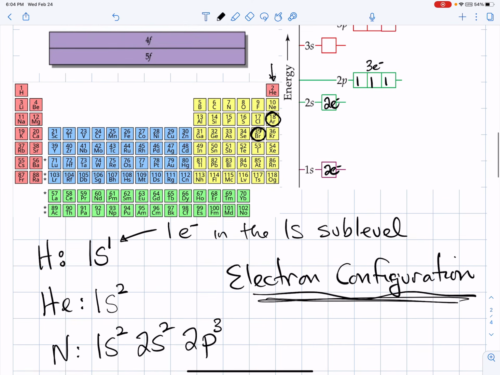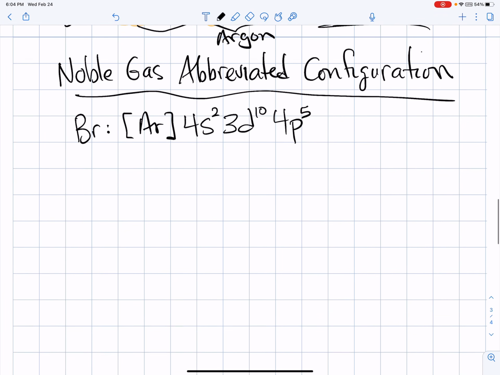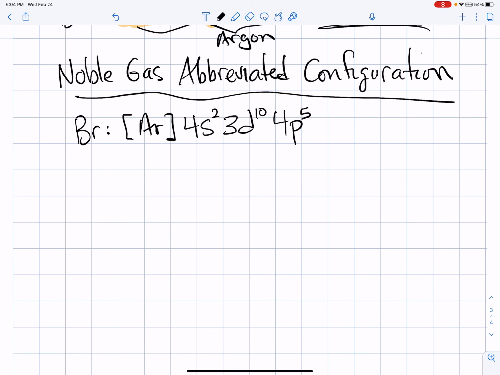Can you do the same thing? Let's pick a different element. Let's pick something a bit simpler and then harder. How about rubidium, element number 37? And then how about tin, which is element number 50? So rubidium, number 37, and then tin, number 50. Can you pause the video and try to write out their noble gas abbreviated configurations?